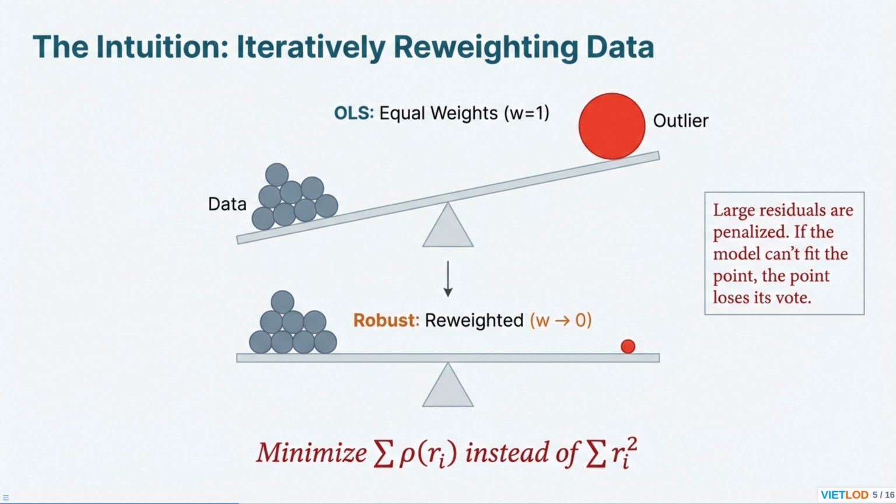Robust methods, depicted in the bottom panel, operate differently. They iteratively identify points that deviate significantly from the overall pattern, those with large residuals, and reduce their weight, effectively pushing their influence towards 0. This means the outlier loses its vote, allowing the regression line to be determined by the bulk of the well-behaved data. Mathematically, this shifts our objective from minimizing the sum of squared residuals, which heavily penalizes large errors, to minimizing a function that is far less sensitive to these extreme values.